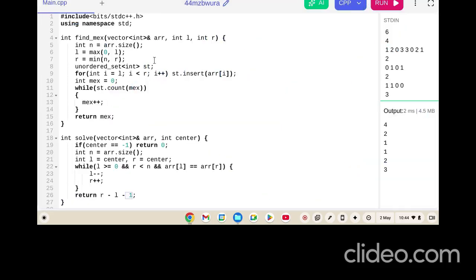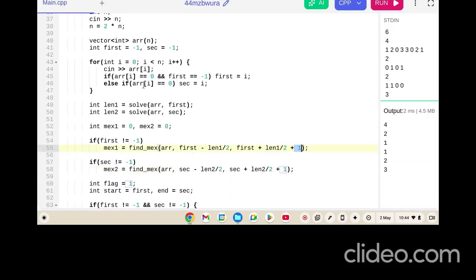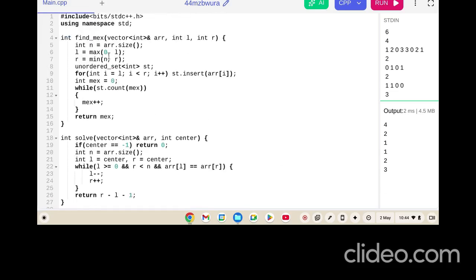All right. Okay, so you did a find max1, you did max2. Let's see how did we find that. So find max gets an array, L which is the left pointer, and right pointer, and what we did is max of 0 comma L, so that we don't get behind 0, we start from 0, and R is min of n comma R, so that we don't go beyond n, because there are no elements beyond n.